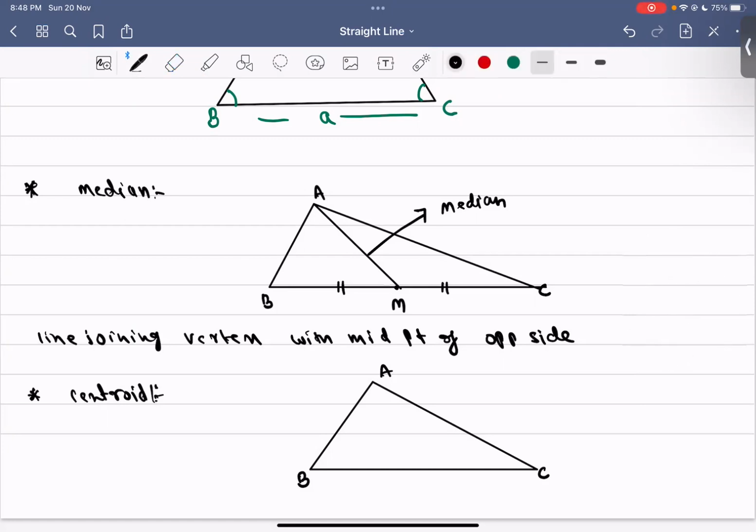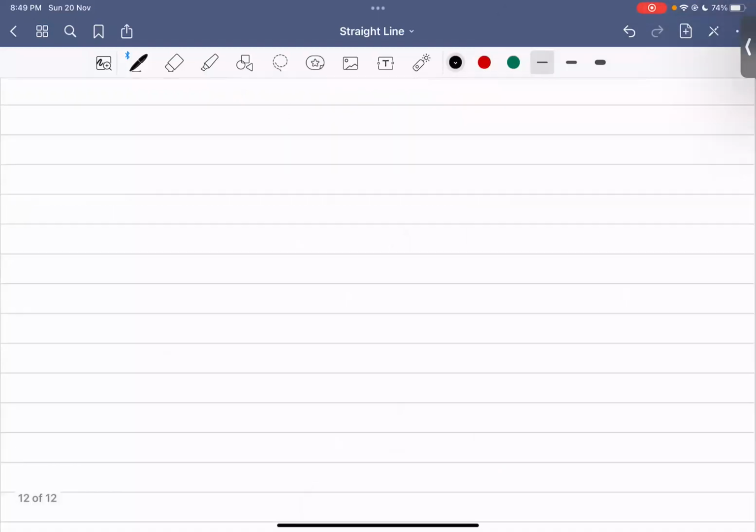Here the definition is: the point of concurrency of medians is the centroid. See, what is the median? If you join the vertex with the midpoint of the opposite side, then that is called a median. Therefore this is one median. Here the midpoint is somewhere over here. This is M2, so this is another median. Next, this is M3, so this is the third median. So the point of concurrency is called the centroid.